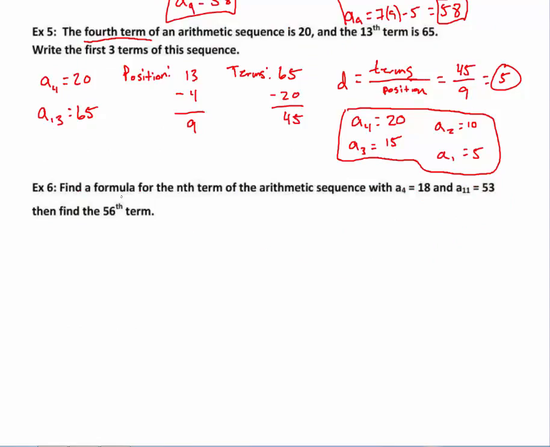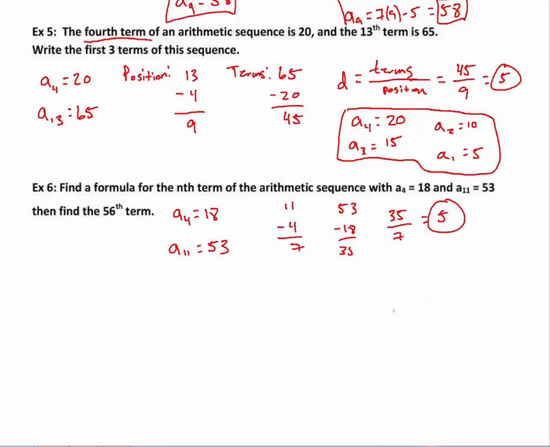All right, last one. Find a formula for the nth term of the arithmetic sequence with a sub 4 equals 18 and a sub 11 equals 53. Then find the 56th term. Well, a sub 4 is 18, a sub 11 equals 53. So we'll subtract our positions, we'll subtract our term values, we'll divide them, get 5. That's our difference. That's our d, our common difference.